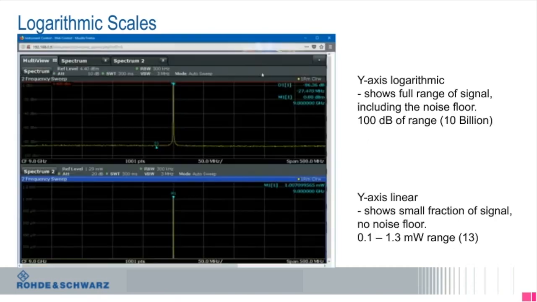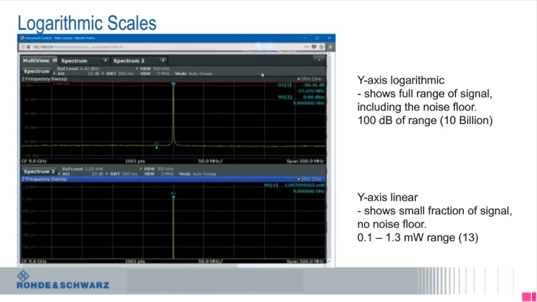But anyways, if you look here, this is a spectrum analyzer display. We make spectrum analyzers. Imagine that. So you'll see up here, this is in a dB scale, right? This y-axis logarithmic scale shows 100 dB. Right, so 100 dB of range is 10 billion. So that's 1 followed by 10 zeros. Okay? So that obviously shows you a lot of range.